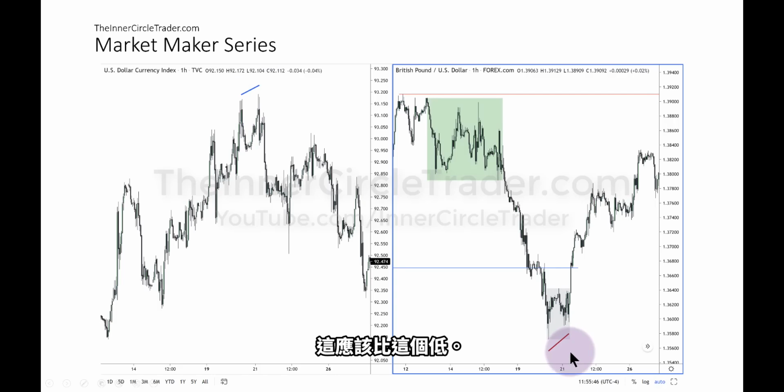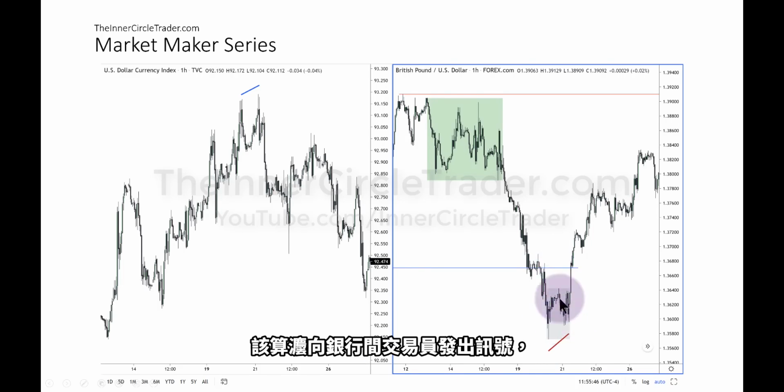This should have went to a lower low than this one. It didn't. But because it didn't do that, and we're below those relative equal lows on the daily chart on cable, this was accumulation of longs. The algorithm is signaling to interbank traders that this is going to go higher. Not because of buying and selling pressure deficiencies, but because it's being controlled and manipulated.